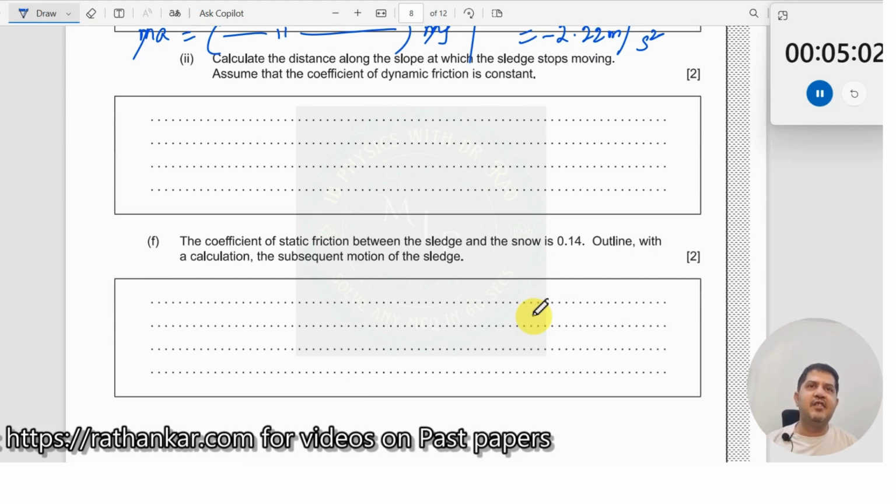Calculate the distance along the slope at which the sledge stops moving, assuming that the coefficient of dynamic friction is constant. Now what's the question once again? This was the flat part, this was the slope part, and the sledge stopped over here. So he's asking you, what is the distance moved by this in this direction? There is a question.